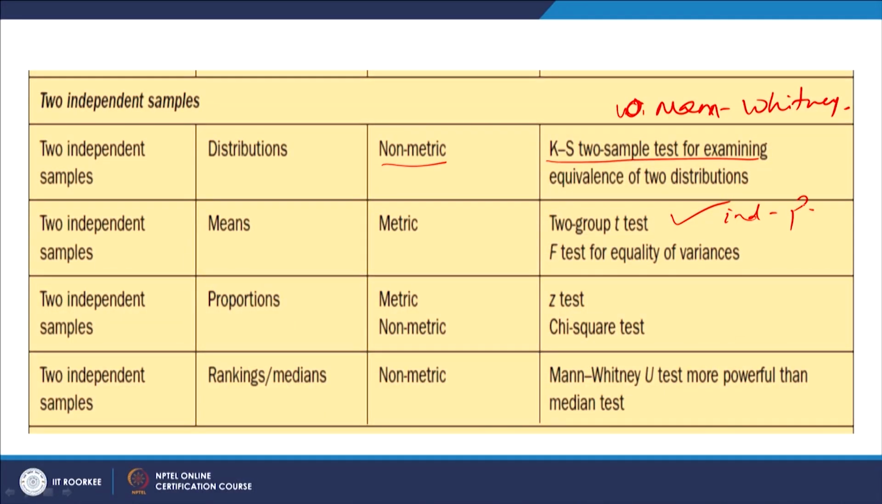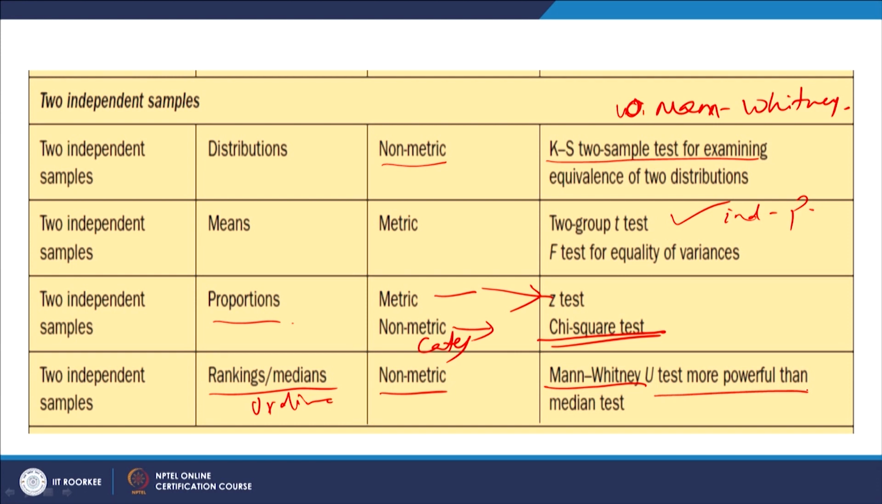Now, 2 independent samples, but they are in proportions. It could be metric or non-metric. If it is metric, you have a z test, but if it is non-metric, that means categorical, then we use a chi-square test. You have 2 independent samples in ordinal rankings, non-metric in nature, so we use the Mann-Whitney U test, which is more powerful than the normal median test.